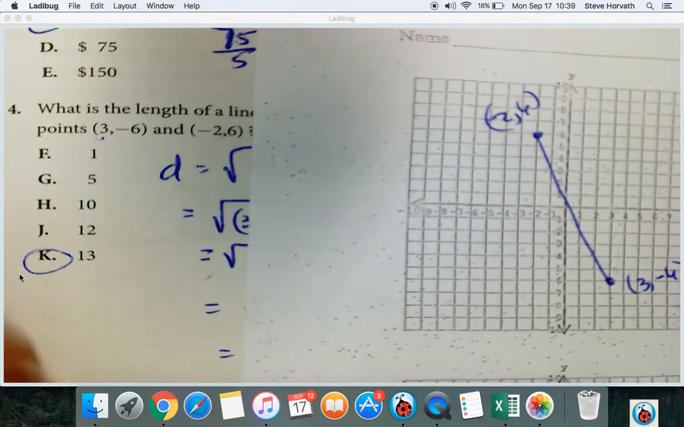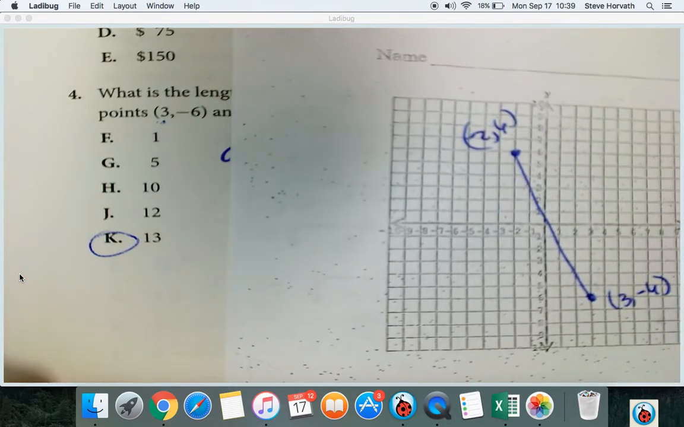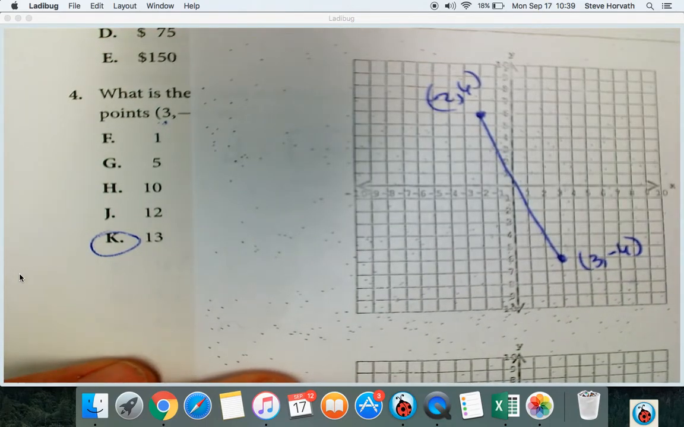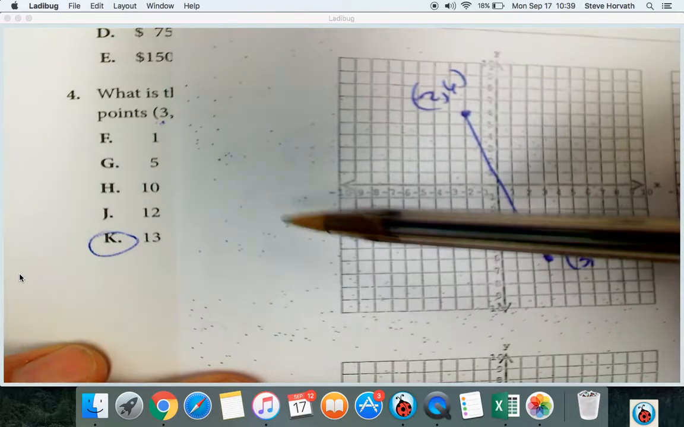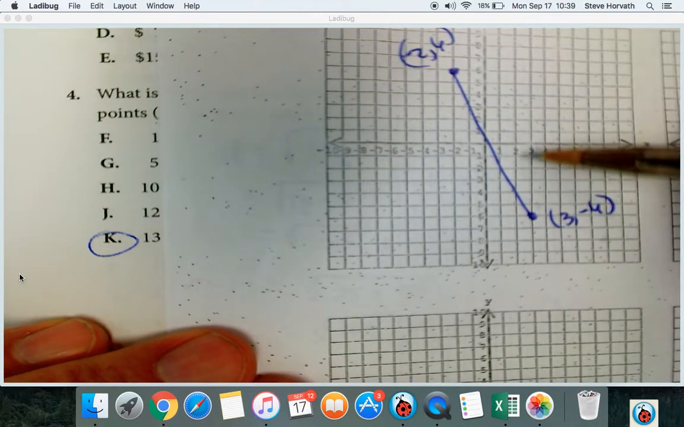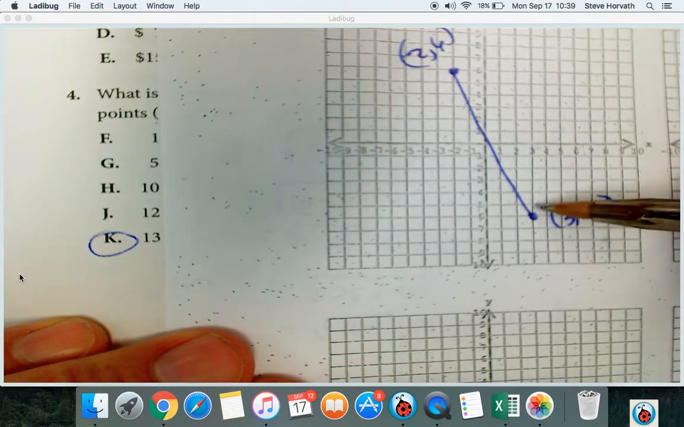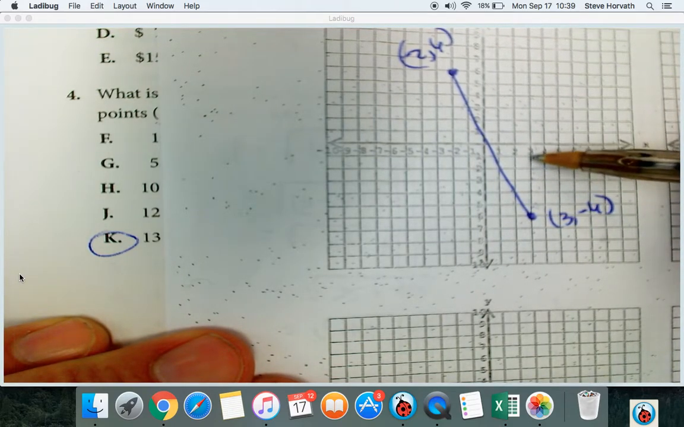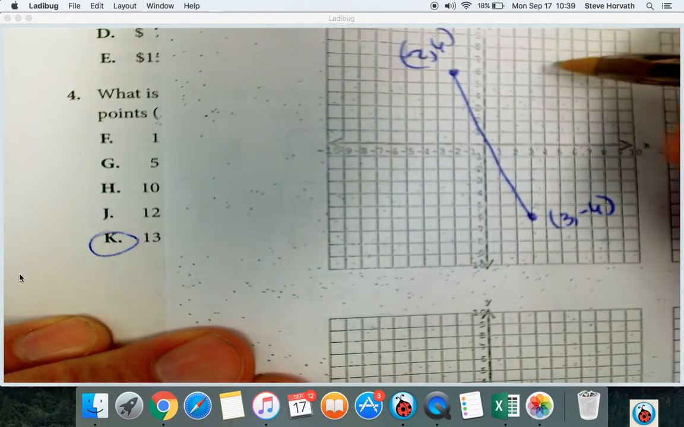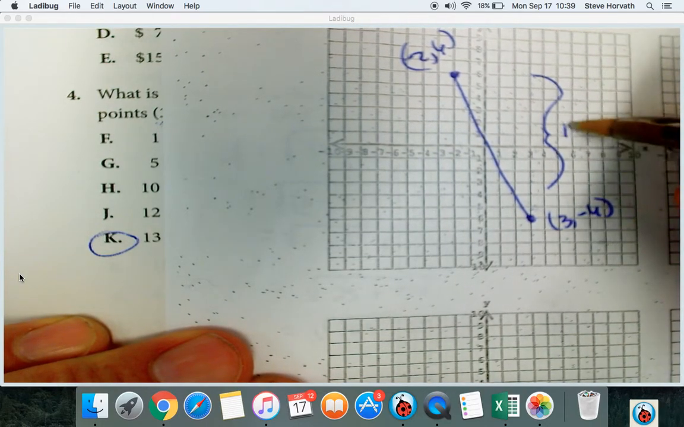Okay, well, let's look at our answer choices. We have 1, 5, 10, 12, and 13. Well, if we did nothing else and didn't know the distance formula and weren't able to calculate that 13, we can just look at this and just say, well, how far up is it? Well, if I just count 1, 2, 3, 4, 5, 6, 7, 8, 9, 10, 11, 12. The distance straight up is 12 units.